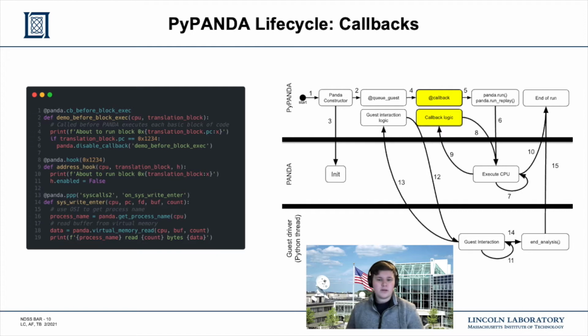Our second plugin to plugin callback on line 13 is a callback registered with the syscalls2 plugin, which triggers when the guest executes the sys_write syscall. On line 16, it uses our operating system introspection capabilities to read the process name. It then reads the buffer that the process is writing from virtual memory. And lastly, it prints out that buffer that it read.